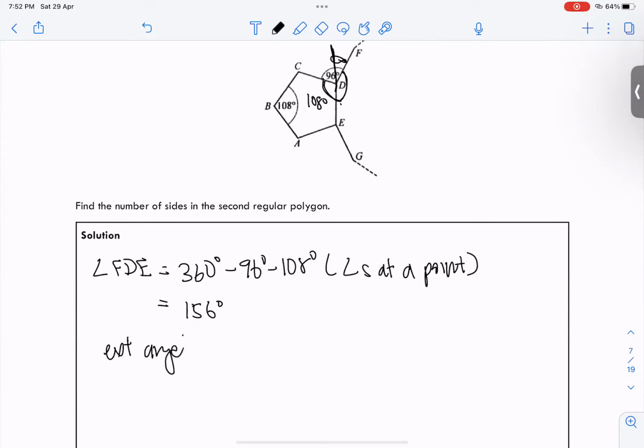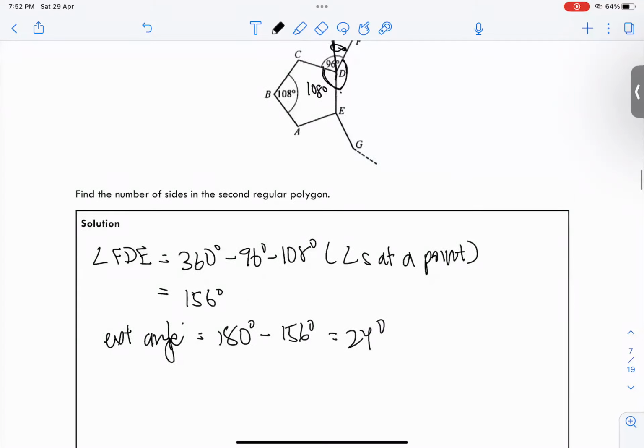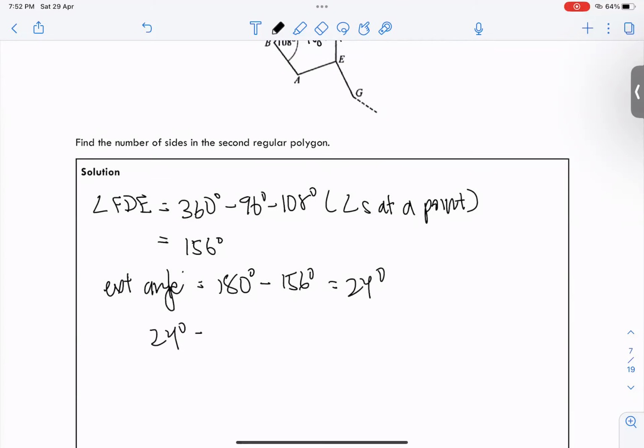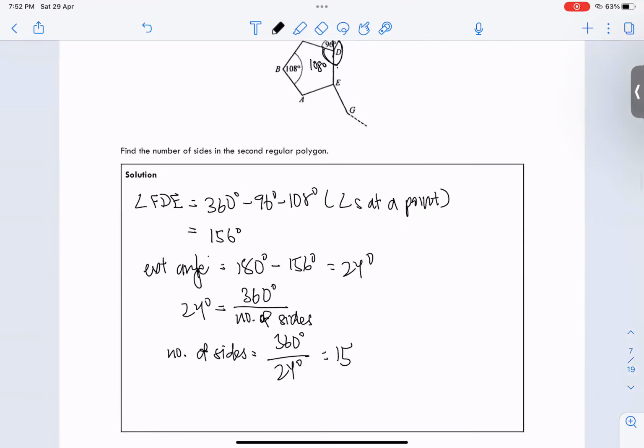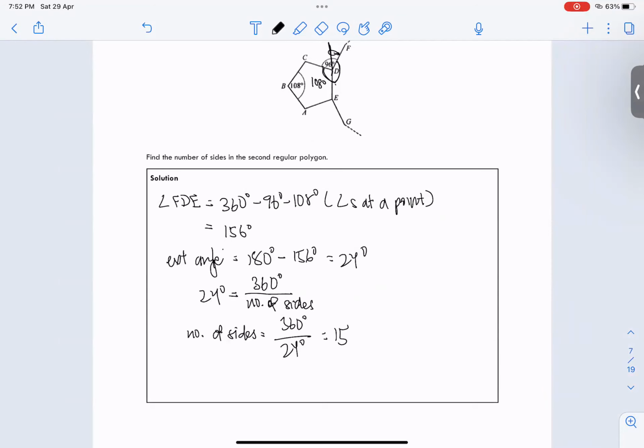Here and go. 180 degrees minus 156 degrees is 24 degrees. Then you know 24 degrees equals 360 degrees over the number of sides. So the number of sides equals 360 degrees over 24 degrees. Then you get 15. Actually, it's quite straightforward, but you have to understand first.